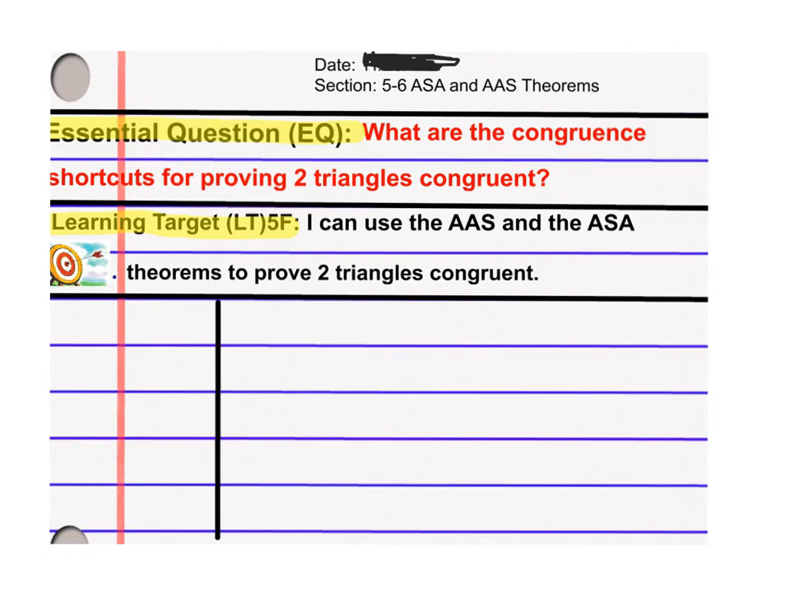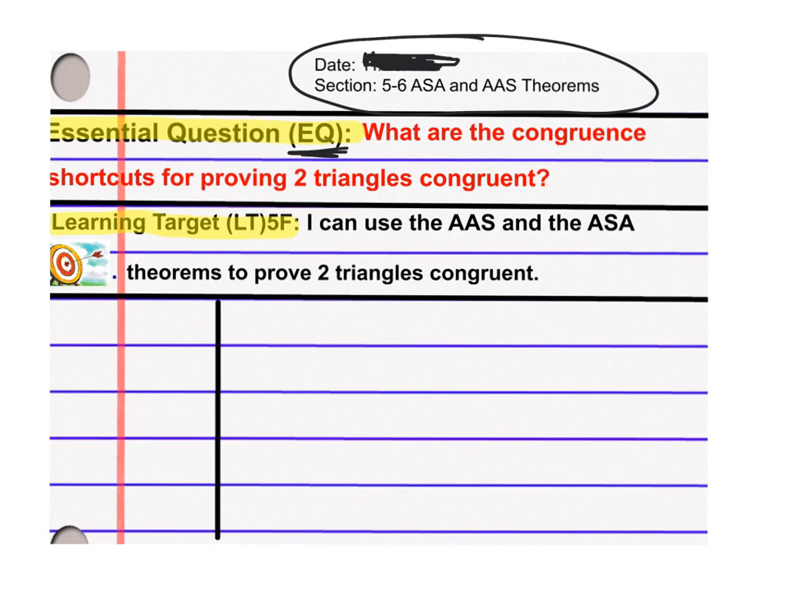This is Miss Triangle. This is the 5-6 angle side angle and angle side theorems video. So make sure you put the date and the topic 5-6 ASA and AAS in the top right. Set up your lines for your Cornell notes. Our EQ, our essential question: what are the congruence shortcuts?